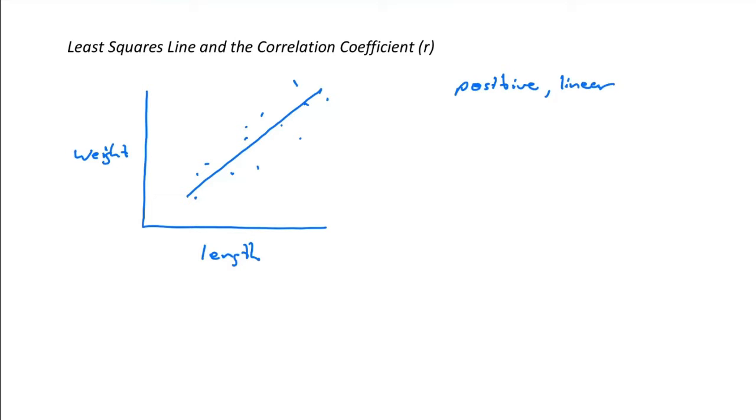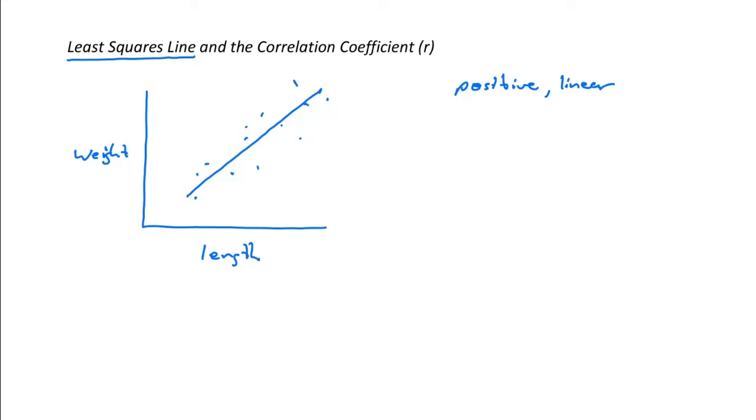Least squares line, though, when we talk about a least squares line, this is a particular type of line of best fit that uses a method of trying to minimize what's called the residual of our data. Okay, so let me explain that.